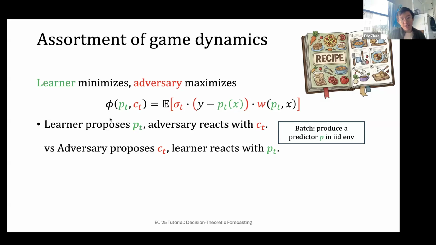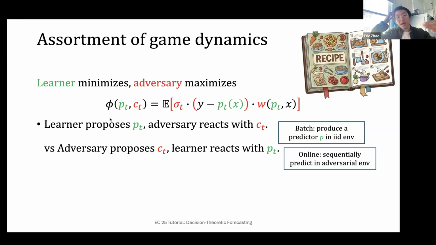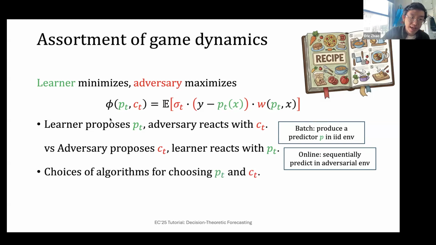If you're in a batch setting, like a classical supervised learning setting with the data distribution, and your goal is to produce a single predictor that is calibrated, you'll typically want to work with a game dynamic where the learner moves first. If you're in an online setting, let's say you're trying to sequentially predict in an adversarial environment and you want your predictions to be calibrated, then you'll use the second game dynamic where the adversary moves first and the learner reacts. So that's the first degree of freedom when you're designing a calibration algorithm: they'll all end up taking this form, but you can choose who moves first and who reacts.